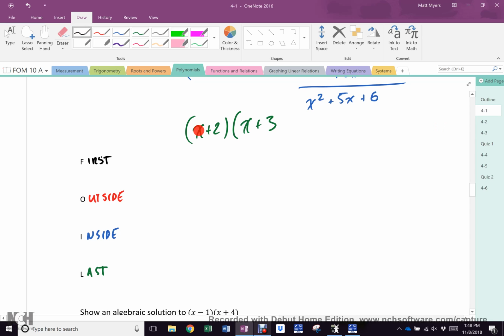First, you take the first term, x, and you multiply it by the first term, x. Black line, black letters, black line. Second, you take the outside two, x times 3. Then you take the inside two, 2 times x. Then you take the last two.